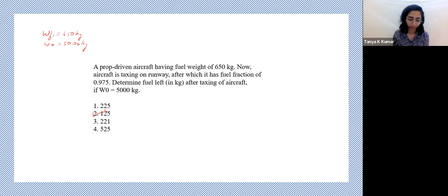Can anyone else tell me how he might have arrived at the correct answer? Now you have the correct answer, just tell me how we arrived at that. Or just try guiding me through it. So the value given to us, how much fuel is available, is 650 kgs. Initial weight is 5,000 kgs. What will the next step be? What is this 0.975? What is given to us?